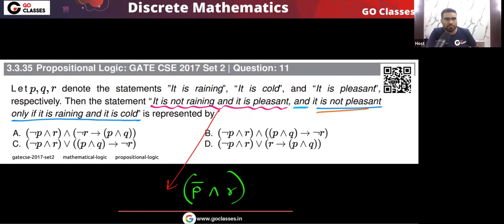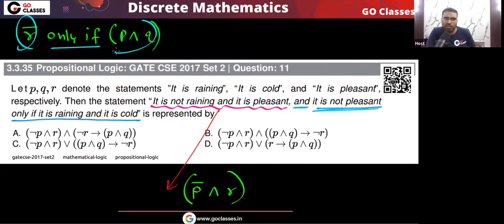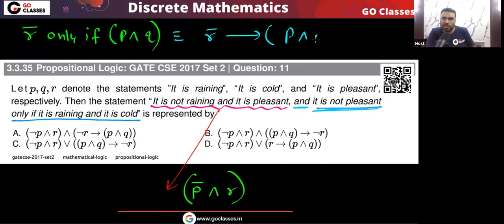Now what about this blue one? It is not pleasant only if, notice this. It is not pleasant means R bar. So it is R bar only if it is raining and it is cold, that is P and Q. R bar only if P and Q. How to write this? Remember, A only if B, that is A implies B. So this is the same as R bar implies P and Q.